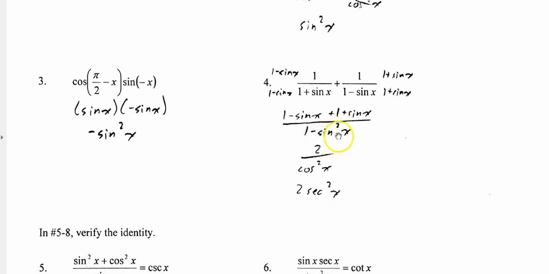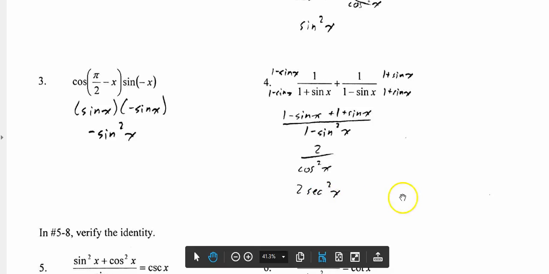In the denominator, I had one of my Pythagorean identities. 1 minus sine squared is cosine squared. And then I used the reciprocal fact, because we consider it simpler to not have a fraction in your answer. So this is why we use the reciprocal functions. Instead of writing cosine squared in the denominator, I can write secant squared in the numerator.